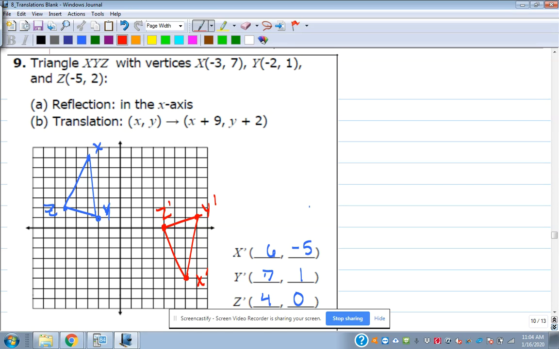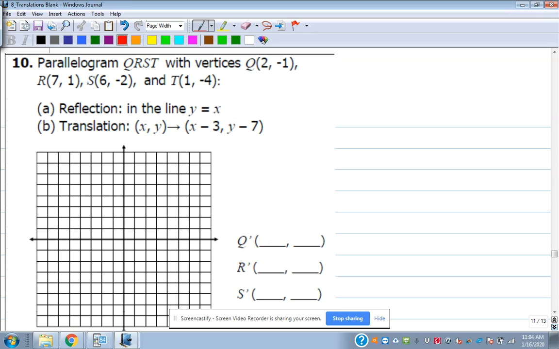Look at number 10. What does reflecting across y equals x do again? Swap x and y. And then apply the translation rule. Okay, so for Q, the in-between step is going to be negative 1, 2. Then negative 1 minus 3 would be negative 4, and 2 minus 7 would be negative 5.